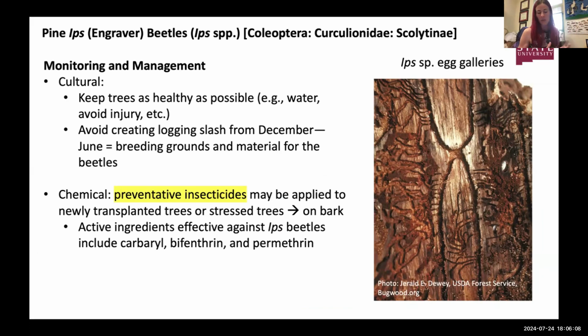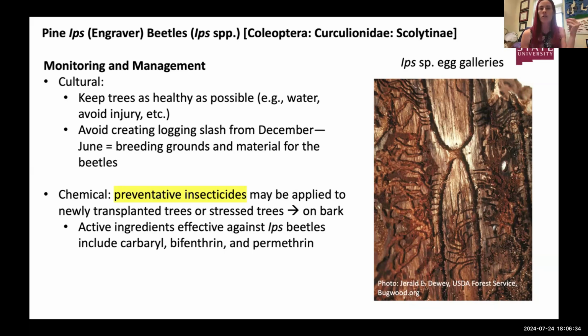And chemicals. So with any wood boring insect, the insecticides that are available are all preventative. There are no insecticides that can be applied to a tree that will kill a wood boring insect outright. It's all preventative. So it's preventing the eggs from getting laid inside of the tree in the first place.